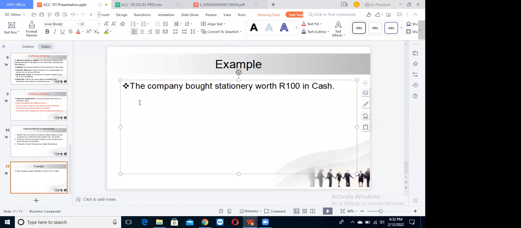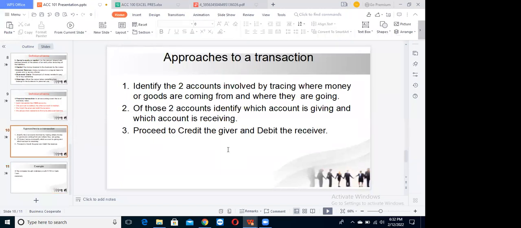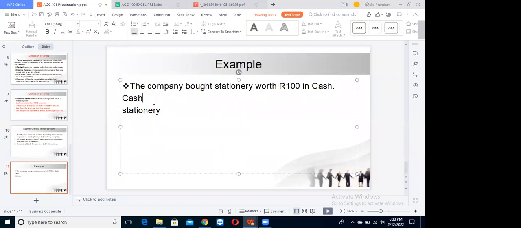So one account in this transaction is the cash account, because we know that money is coming from the cash account. And where is it going? It's going to buy stationery. The money is going to buy stationery. So stationery becomes another account. So we have completed step number one. We identify the two accounts. We have the cash account and the stationery account.